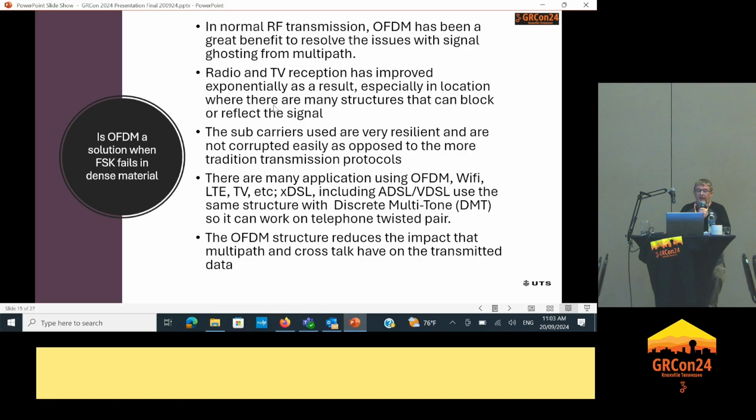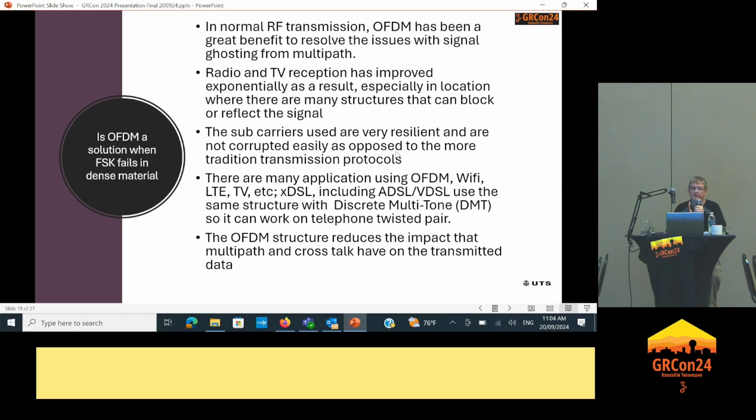In normal RF transmission, OFDM has been a great benefit in resolving the issues with signal ghosting from multipath. Radio and TV reception has improved exponentially as a result, especially in locations where there are many structures that can block or reflect the signal. Some of us will remember, years ago, picking up TV on the original analog signal, and if there was reflection you'd get ghosting on the TV, and it could be very hard to watch anything because the reception was so poor. When OFDM came along and they went digital, a lot of these ghosting issues were resolved because of the brilliant way that OFDM works.